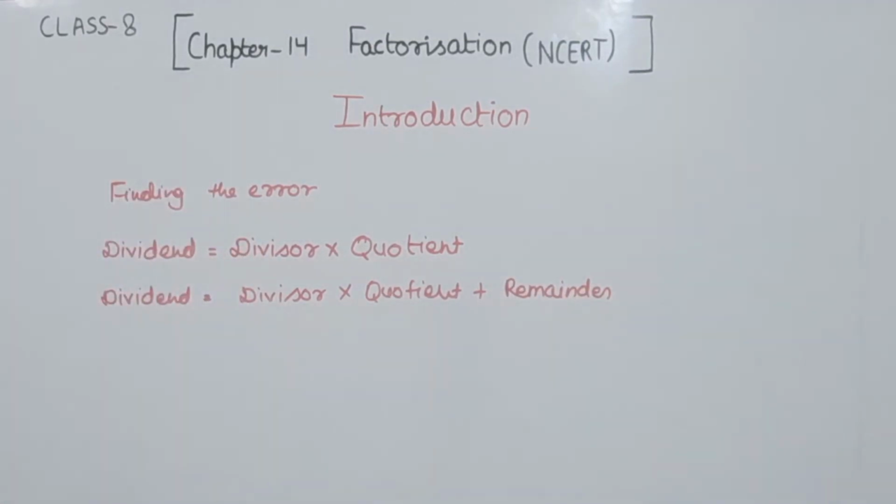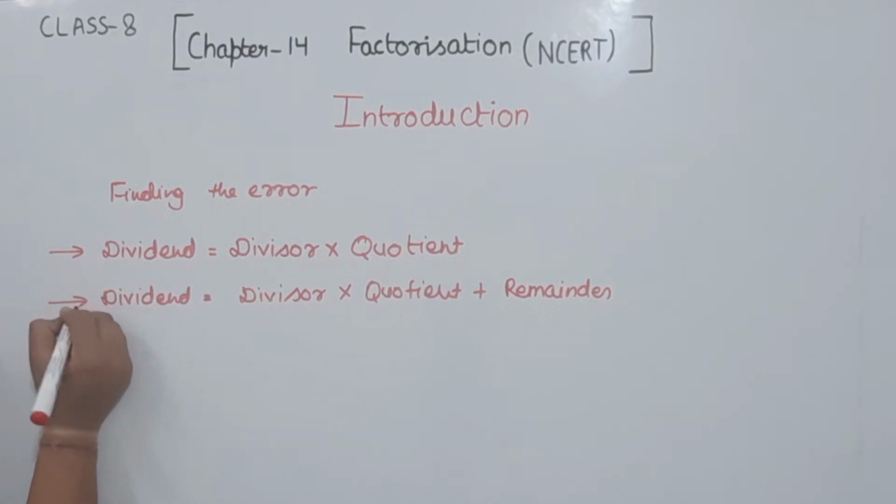So we have the two formulas: this one when we are not having the remainder, and this one when we are having the remainder. We can find the error with this one. So with this we have completed the introduction of the chapter. In the next video we are going to start with exercise 14.1.